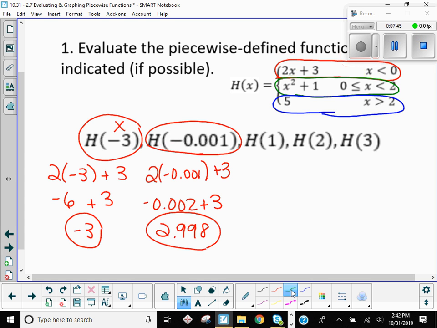So now instead of plugging 1 into 2x plus 3, I'm plugging 1 into x squared plus 1 because that's the part of the function that goes with its domain restriction. So now it's 1 squared plus 1, which is 2. Yes? No, your y's could be all over the place. There's no rules about the y's.